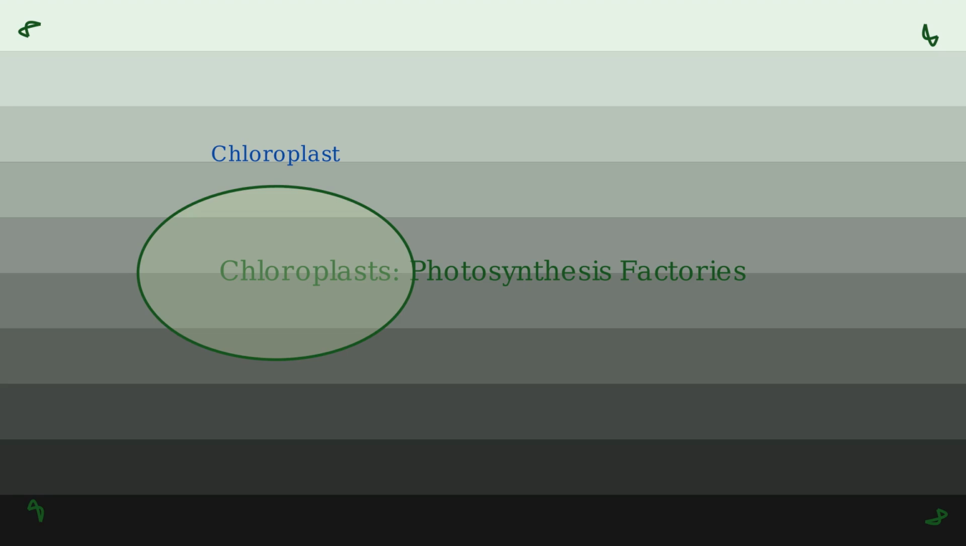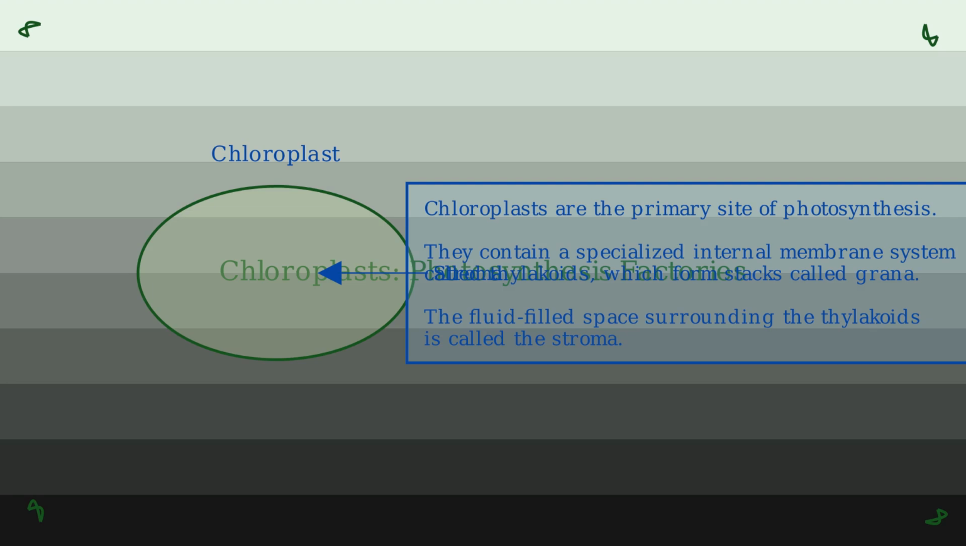Chloroplasts are specialized organelles that serve as the primary site of photosynthesis. Inside the chloroplast is a fluid-filled region called the stroma, where the light-independent reactions occur. Embedded within the stroma are flattened membrane sacs called thylakoids, which contain chlorophyll and other pigments that capture light energy. Thylakoids are often arranged in stacks called grana. These structures increase the surface area for light absorption and are where the light-dependent reactions take place.